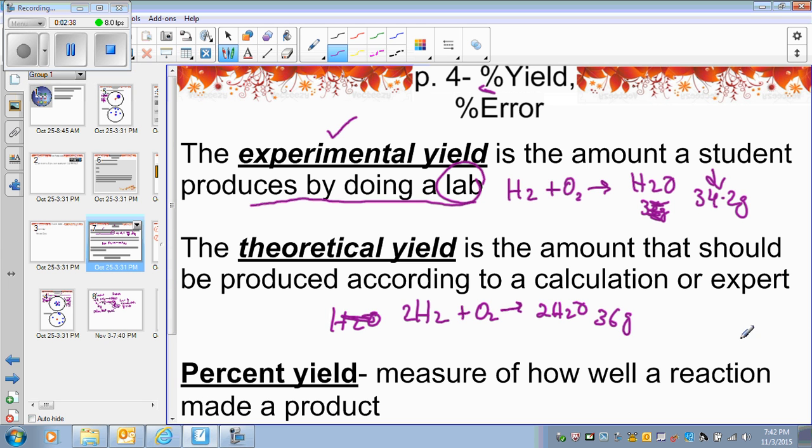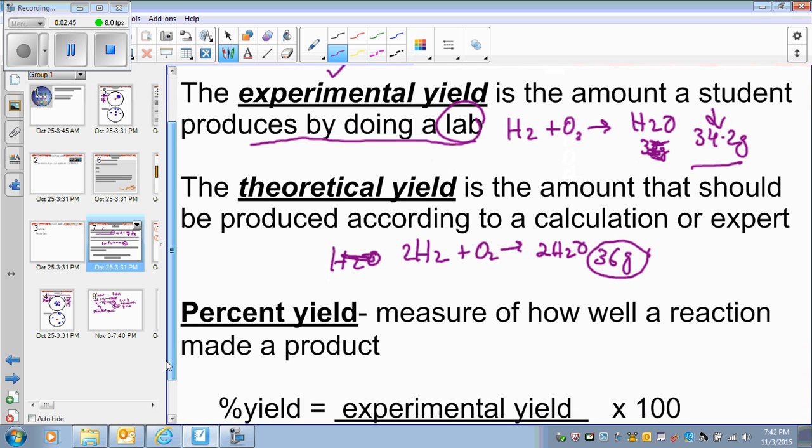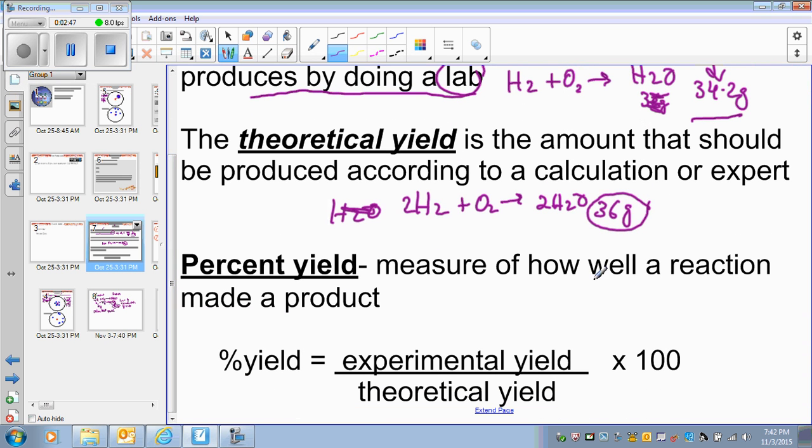So what is percent yield then? The percent yield is that, of course, I have an error here. I was supposed to get 36, I got 34, so there is an error. The percent yield will measure how well a reaction made a product. To calculate the percent yield, I will do experimental yield divided by theoretical yield times 100. In the example I'm giving you, the experimental yield is 34.2 grams, the theoretical yield is 36 grams, multiplied by 100, that is your percent.